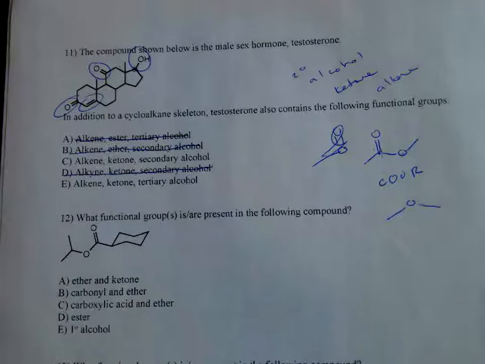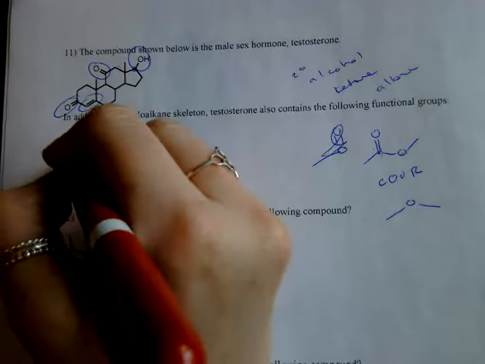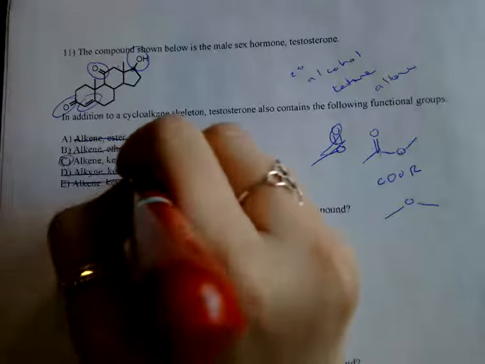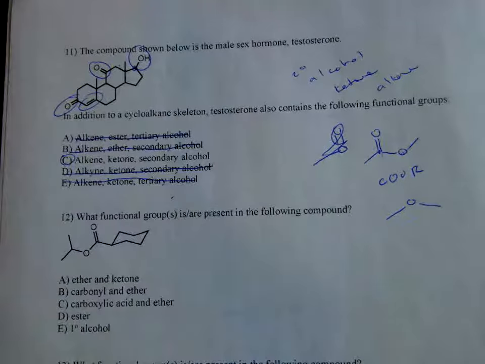Answer choice C has alkene, ketone, secondary alcohol. That looks right to me. But just to make sure, E just has a tertiary alcohol. We know that's secondary because we counted it up. I think 12 and 13 are the same question. I think they're just repeats. So I'm going to skip 13.